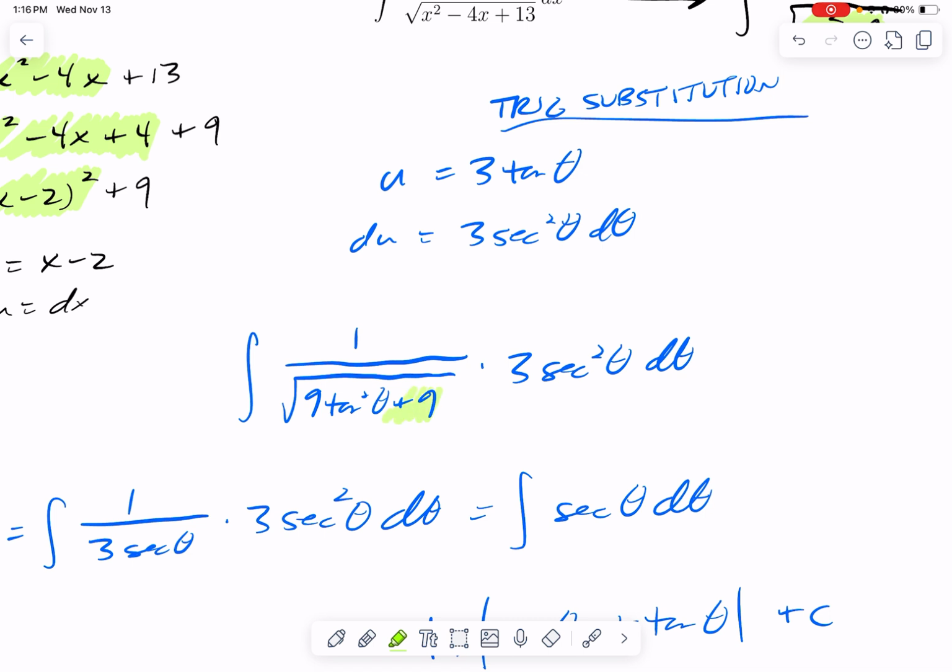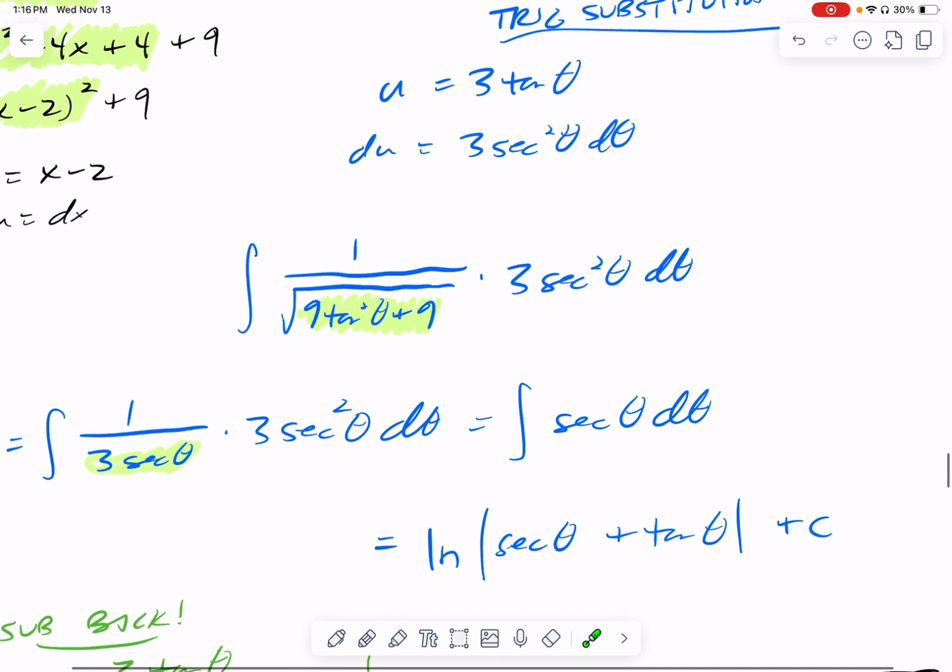This whole thing by our identity is 9 secant squared. And the square root of 9 secant squared is 3 secant. So that's where that comes from. And then I have 3 secant squared here. Well, I have some nice cancellation. The 3's cancel and a pair of secants cancel. I'm just left with secant.